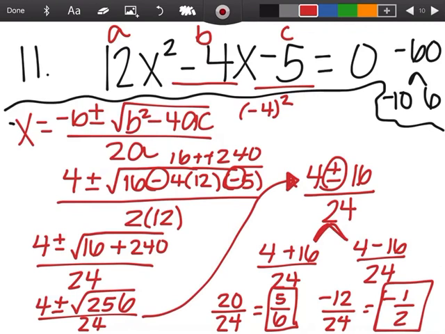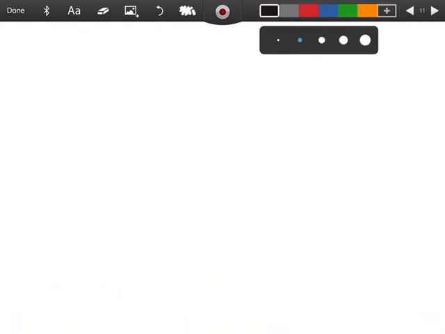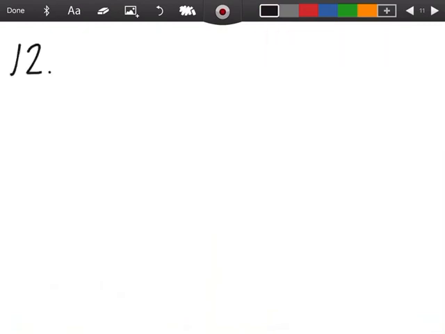The quadratic formula is not a short process. There are a lot of steps. So it's important that we're careful with our algebra, because one little mistake is going to totally mess up your final answer. So let's look at number 12.